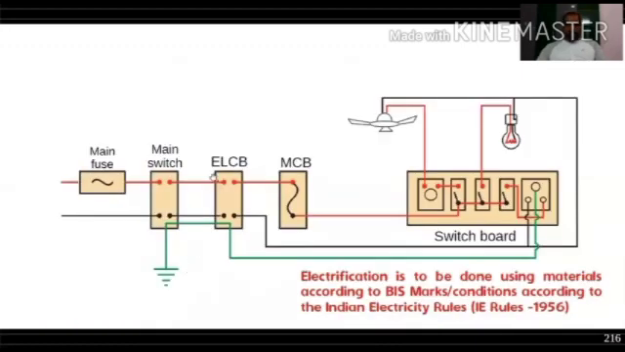Then you can see a circuit diagram. So electrification is to be done using materials according to the BIS mark or conditions according to the Indian Electricity Rules, that is Indian Electricity Rules 1956. Here you can see some of the electrical appliances connected. The first one is a main fuse, then main switch, ELCB, and you can see the earth line starts from the main switch, ELCB, MCB, then it is connected to the switches.